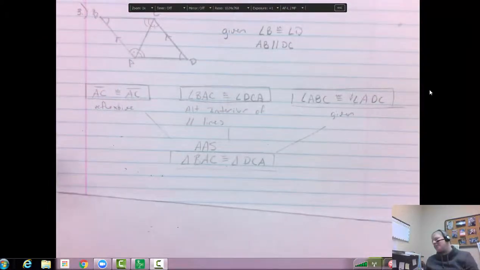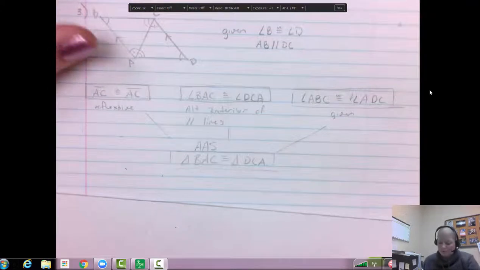So still kind of the same thing as the section before, but now we have more ways to prove that they are congruent.